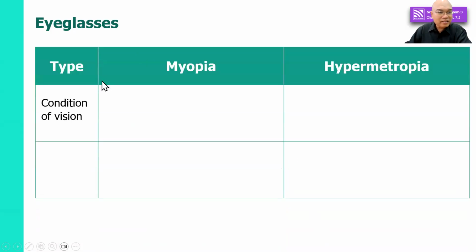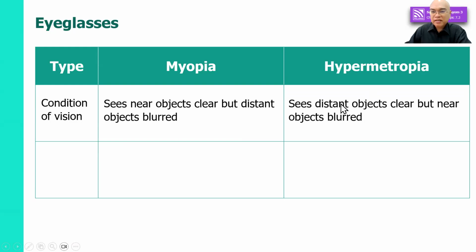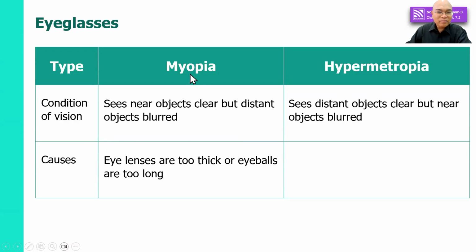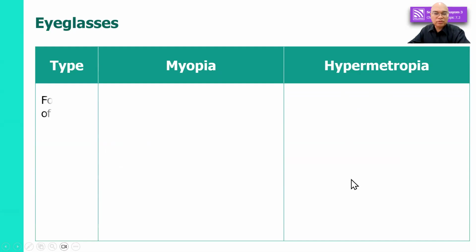Now, so the eyeglasses here, the types myopia and hypermetropia, we compare them. Here's the condition of the vision for myopia. It sees near objects, like me, clearly, but distant objects blurred. What about the hypermetropia? They see distant objects clearly, but near objects blurred. What are the causes? Here, for myopia, the eye lenses are too thick or eyeballs are too long. All right. For the hypermetropia, eye lenses are too thin or eyeballs are too short.